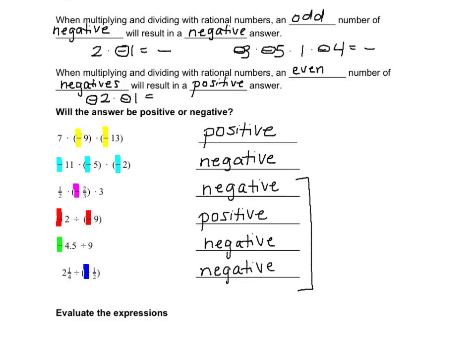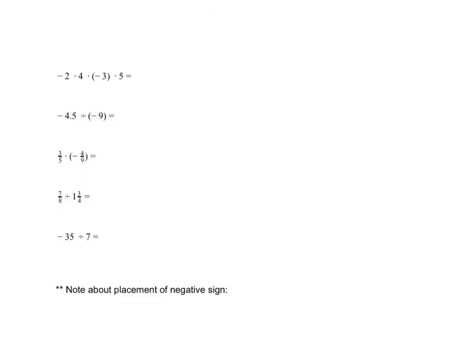So get some more practice on the back. If we go ahead and flip that over, we're going to work on solving some of these expressions together. So first, again, let's just go ahead and highlight our negative signs so we can determine the sign of our answer. So right here we have two negatives. 2 is a positive number, so our answer is going to be positive.